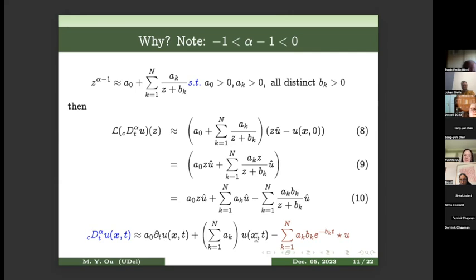So in physics, this will give me some sink on the other side. And this one, if I transform back to the time domain, we know very well the inverse transform is B_k times e to the minus B_k t.